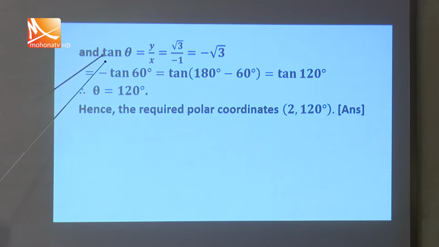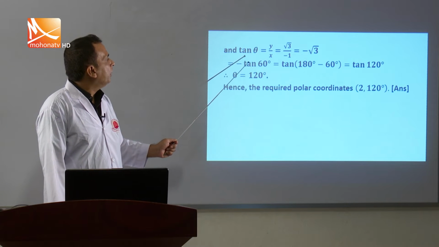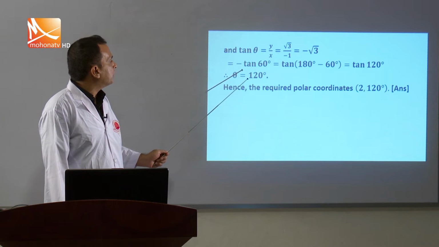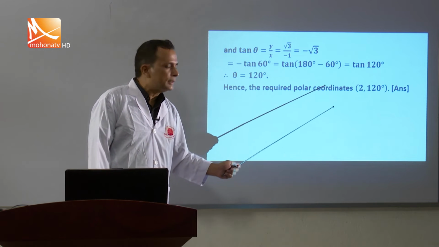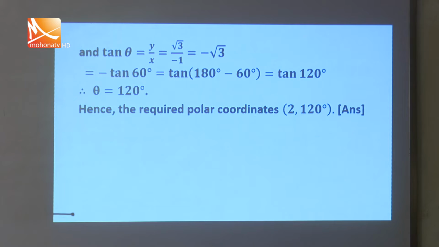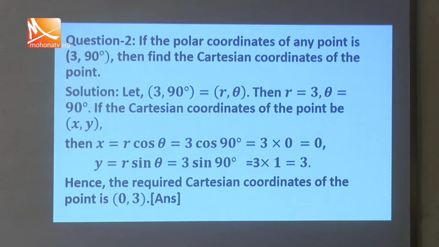If we omit tan, the ratio tan from both sides, then we will get theta equals 120. So the required polar coordinates are 2, 120 degrees. This is the answer. Okay, then next one. We are going to see another problem.